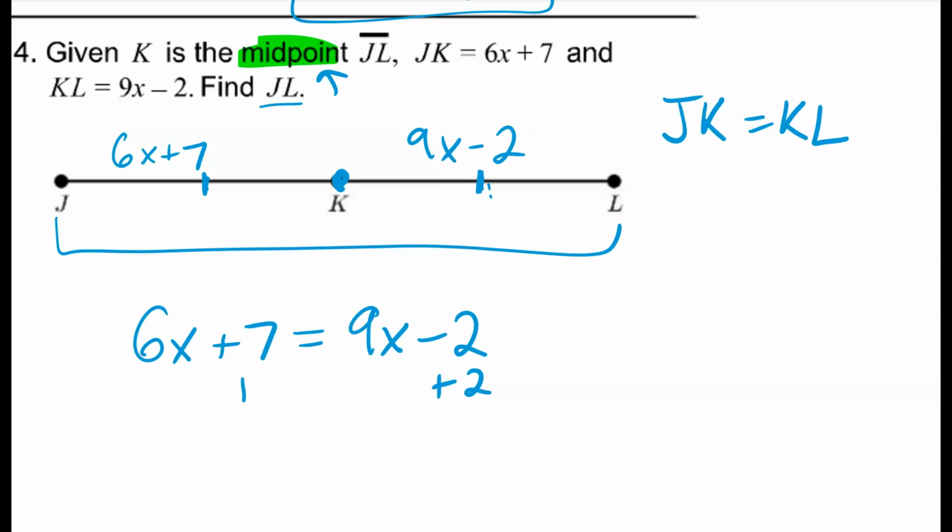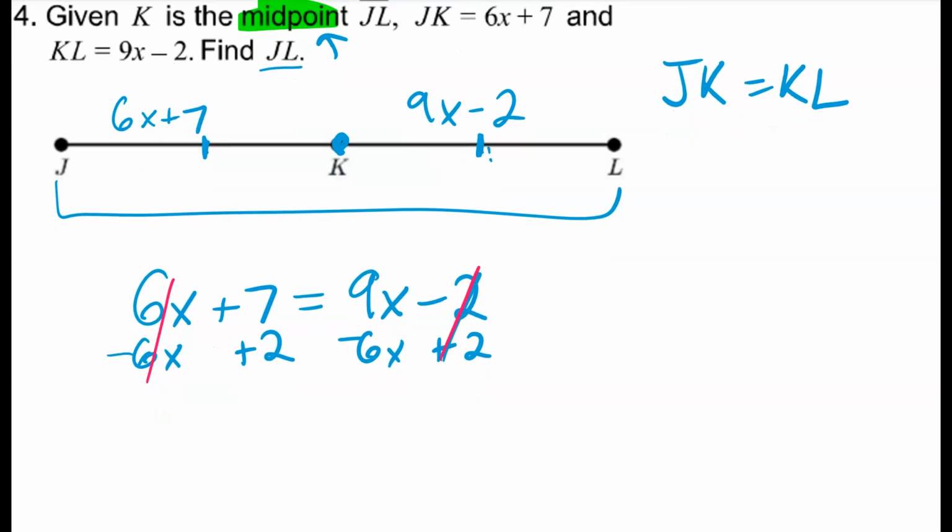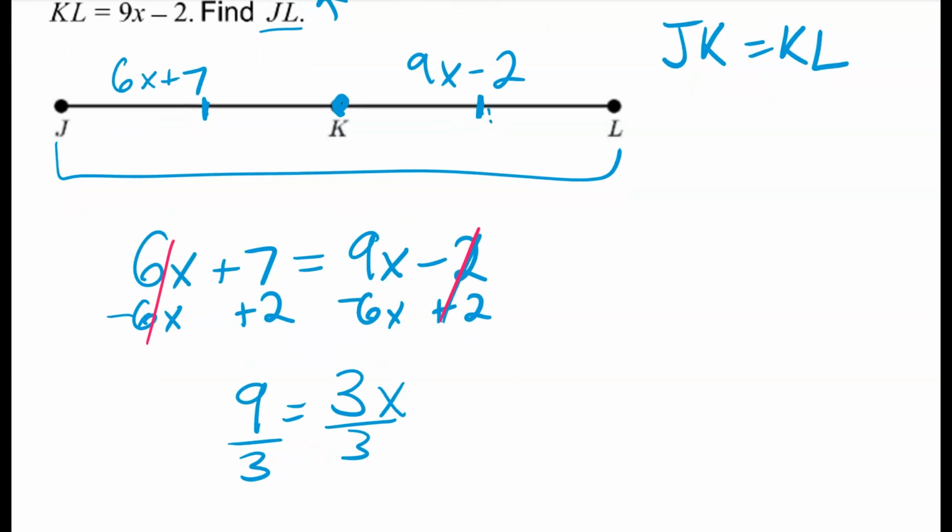I'm going to add 2 on both sides to get rid of that minus 2, and I'm going to subtract 6x on both sides to get rid of that 6x. There are lots of different ways to solve these equations, so don't stress if your equation looks a little bit different than mine when you're solving, but you should have the same equation to start with. So 7 plus 2 is 9, 9 minus 6x is 3x, and when I divide out that 3, I get x is equal to 3.